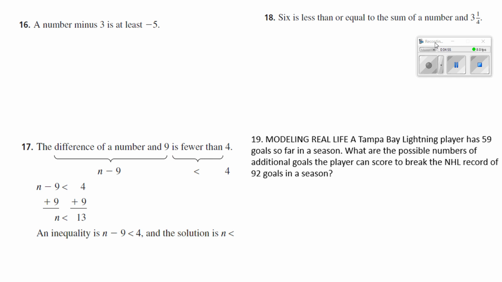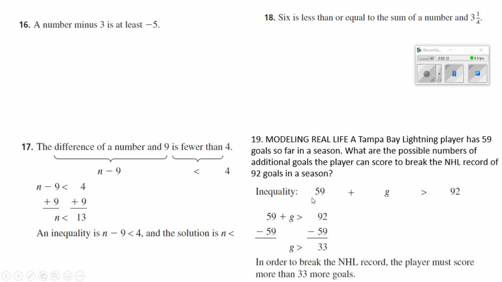19 says a Tampa Bay player has 59 goals so far. What are the possible numbers of additional goals the player can score to break the NHL record of 92 goals? Well, remember, he has 59. We're going to add however many goals he needs, and it says break the record, right? So that means it has to be bigger than 92.